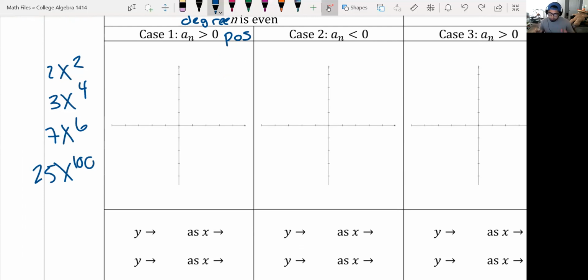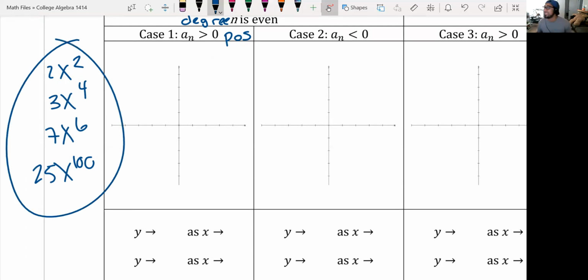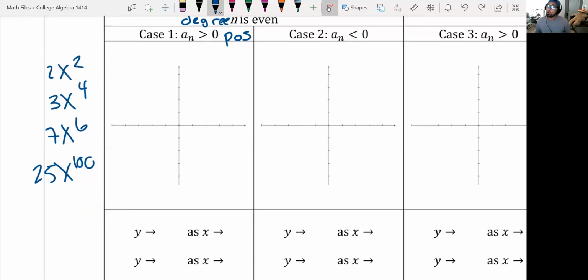So what this means is that for case 1, if we have an even degree and our leading coefficient is positive, just like these examples over here, this means that our end behavior, and we're only looking at the tails of how it's going to open, this means that if I have an even degree, positive leading coefficient, my graph will open up. It will open up.